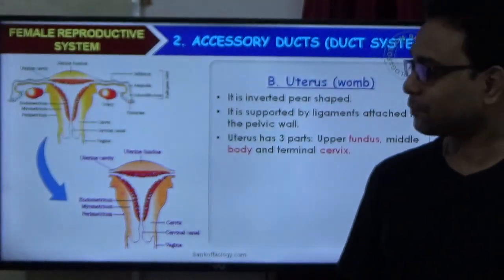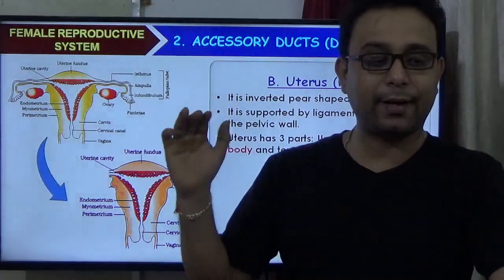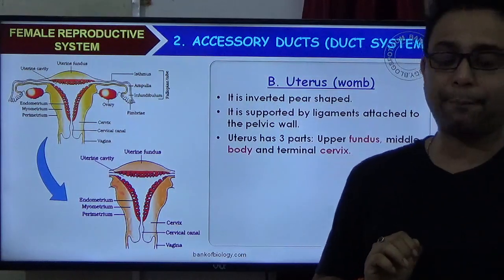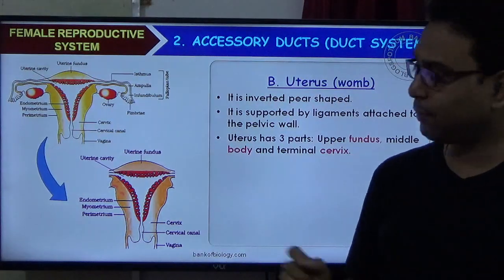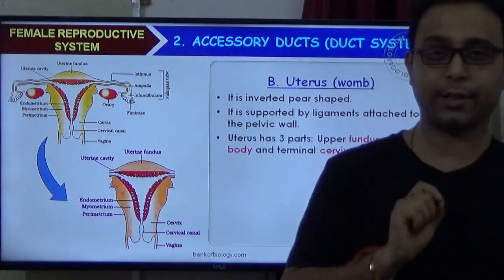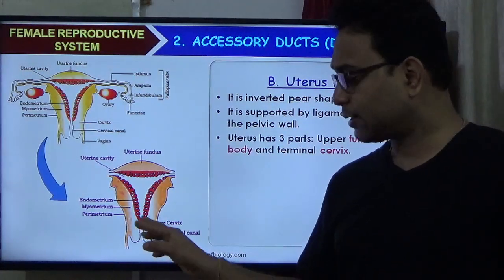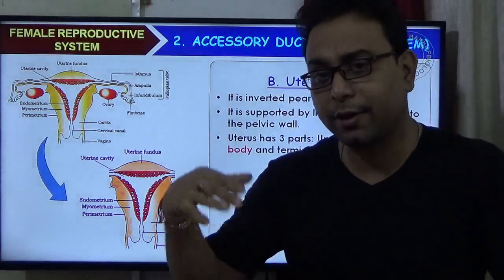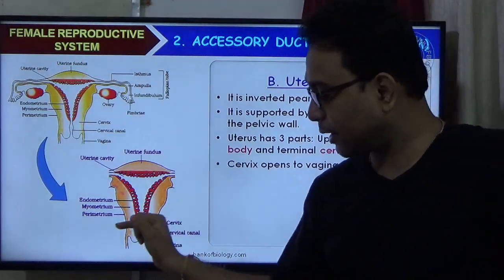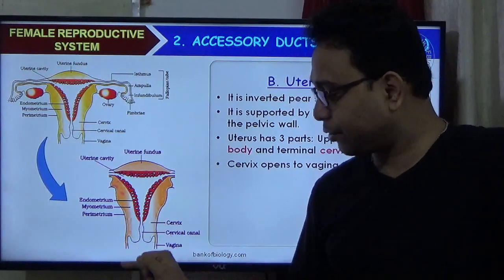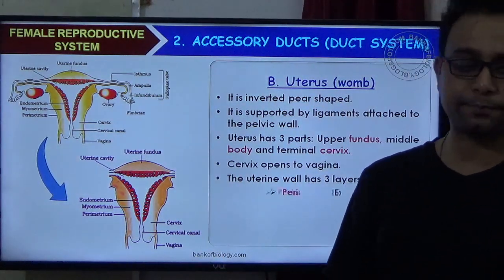But you know, the particular structure of the uterus we divide into three zones. The upper part is called the fundus, the middle part is called the body, and the lower part is called the cervix. The cervix is the most important region compared to the others, right? Now the cervix ultimately opens into another part, the vagina. The vagina is the opening part.